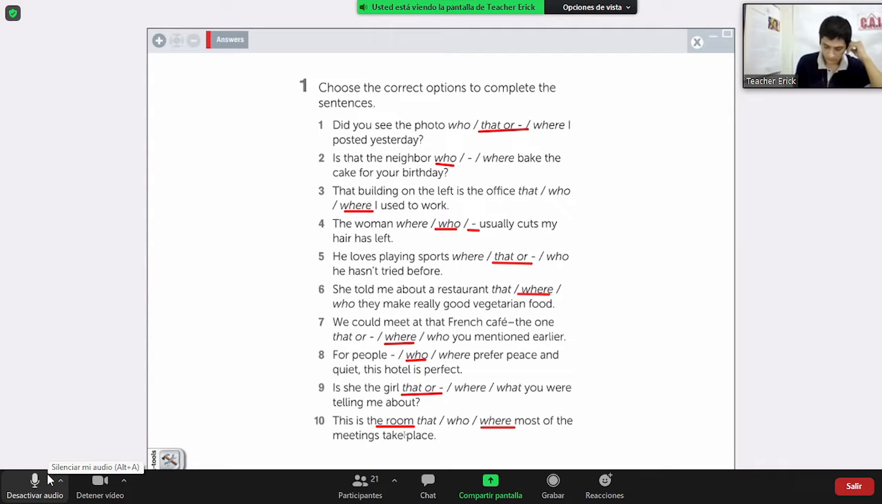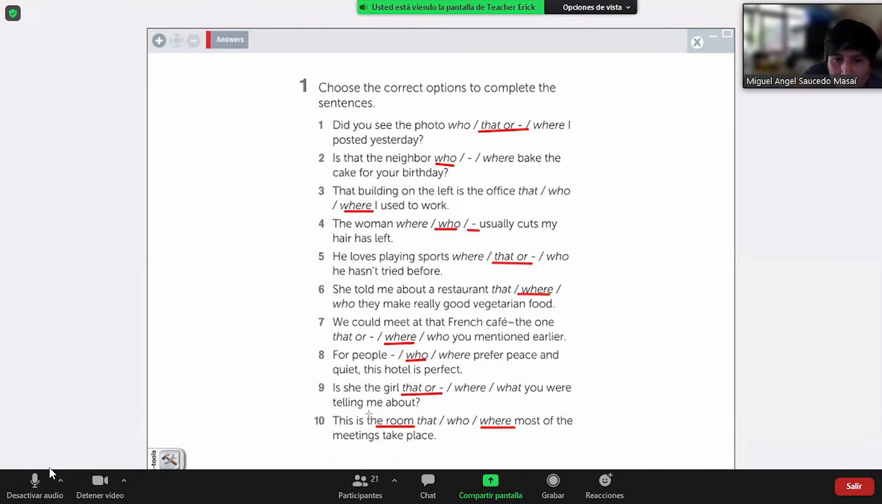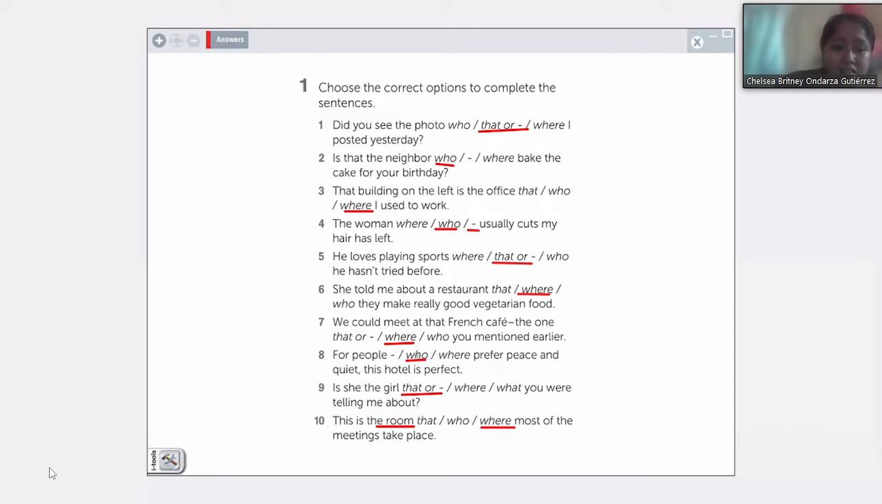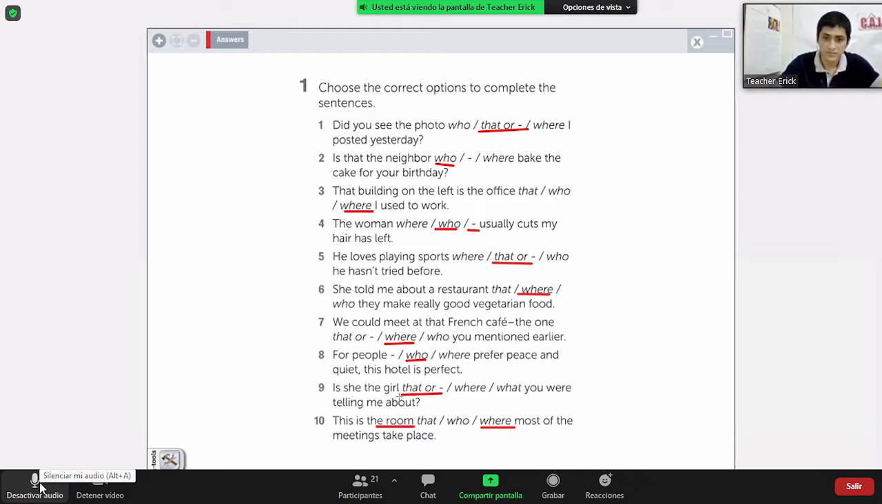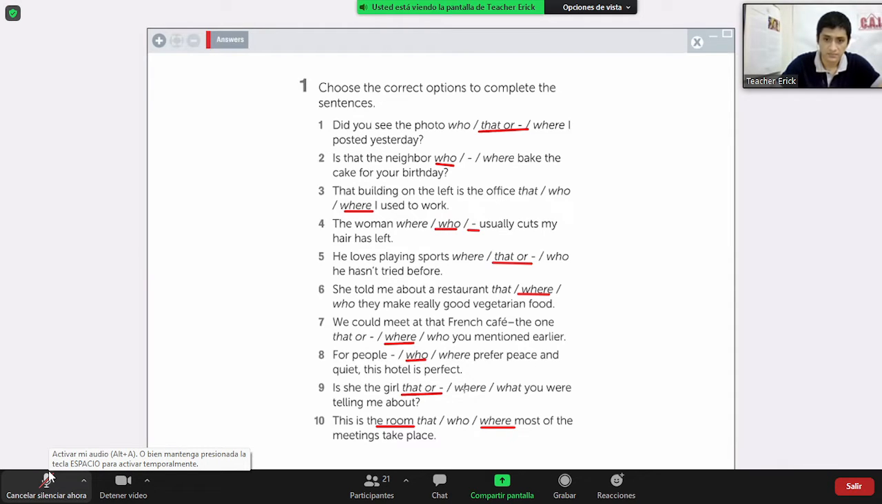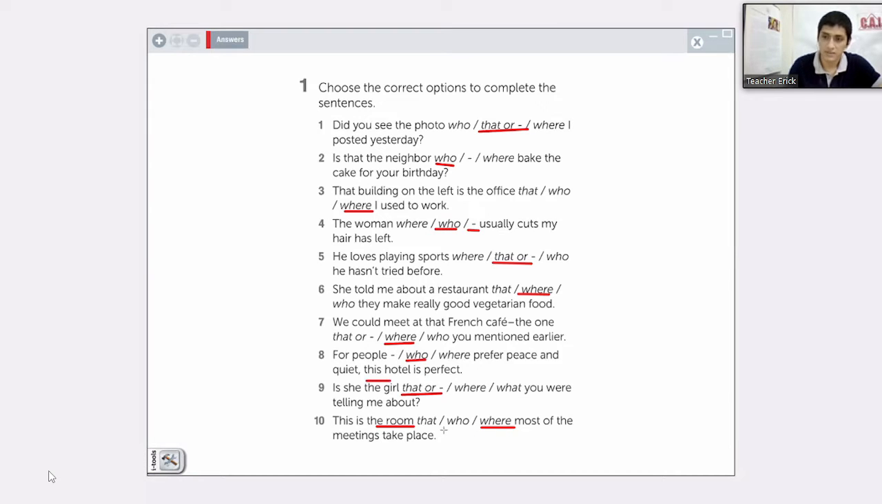Yes, it's where. But number 9 is a question too, right? Number 9, she is the girl that, yes, it can't be where because it refers to the girl. We can't use where or what for a person. It's always that, or the hyphen, without a relative pronoun. Is she the girl you were telling me about, or is she the girl that you were telling me about? Either one, because that refers to the girl. Can you see another mistake?